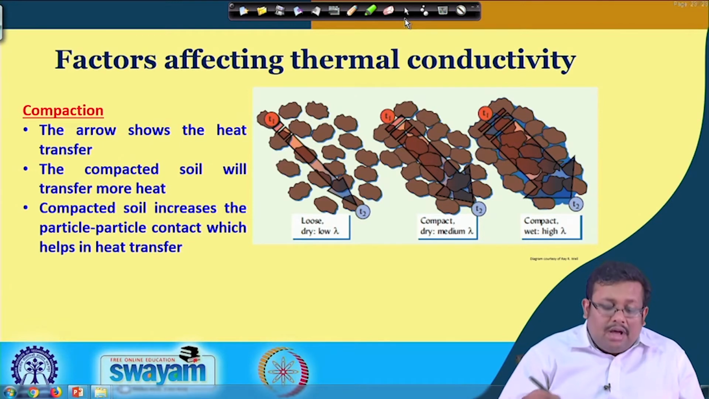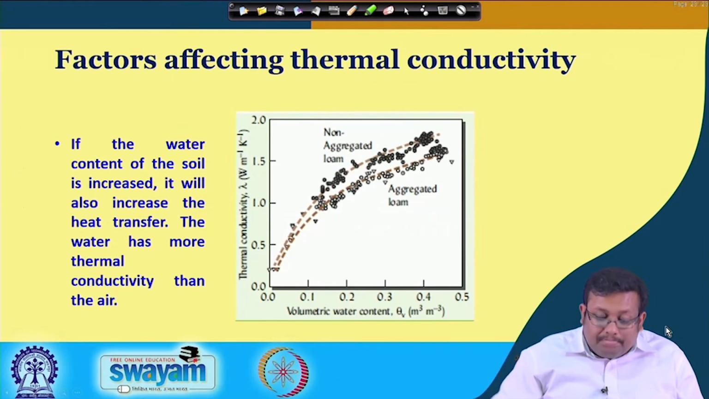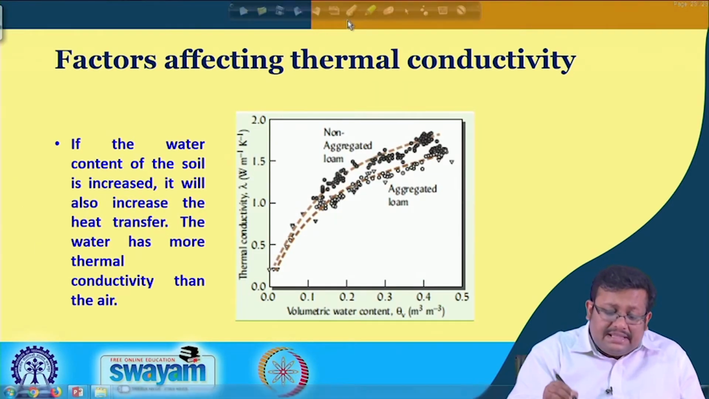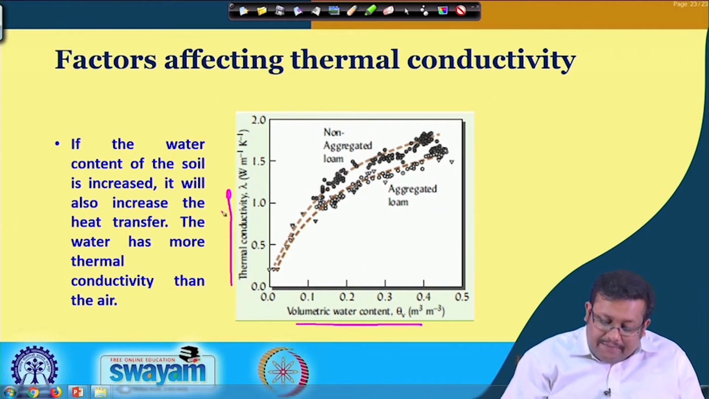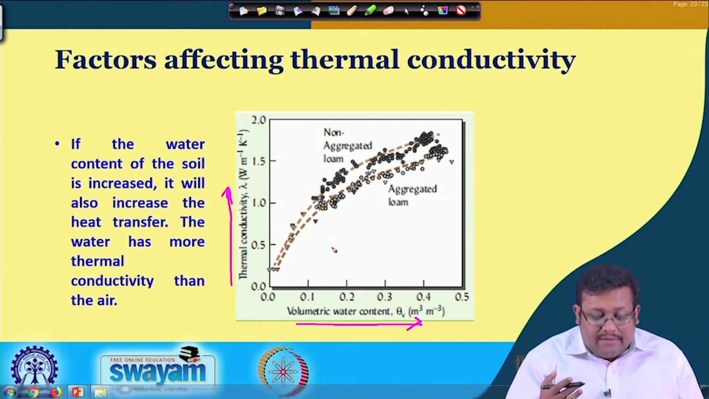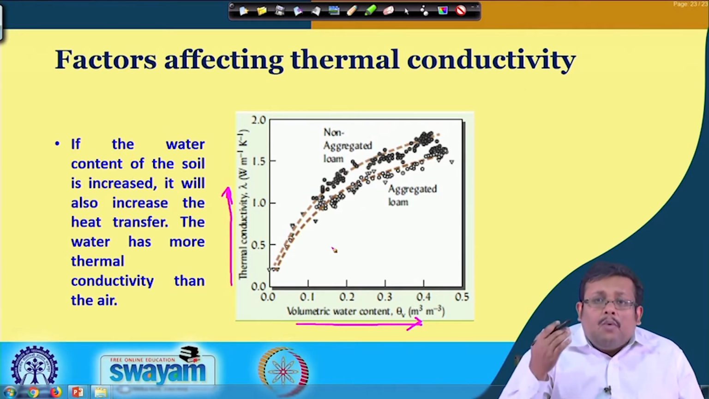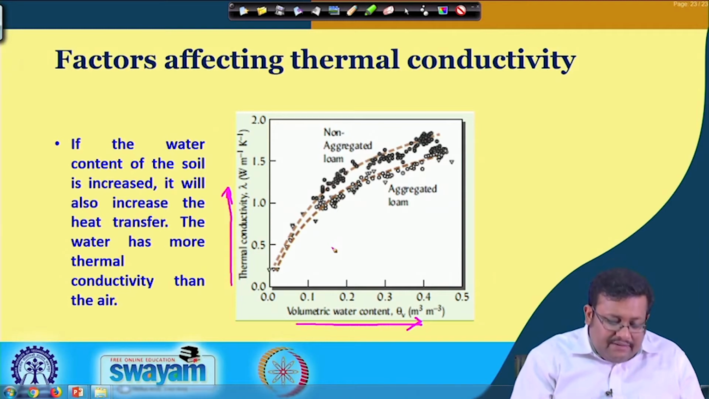So, compaction increases the heat flow in the soil. Another important aspect is the volumetric water content. You can see this is the interplay between volumetric water content, or in other words water content, with the thermal conductivity. As we increase the water content in the soil, thermal conductivity also increases. If the water content of the soil is increased, it will also increase the heat transfer, because water has more thermal conductivity than air.